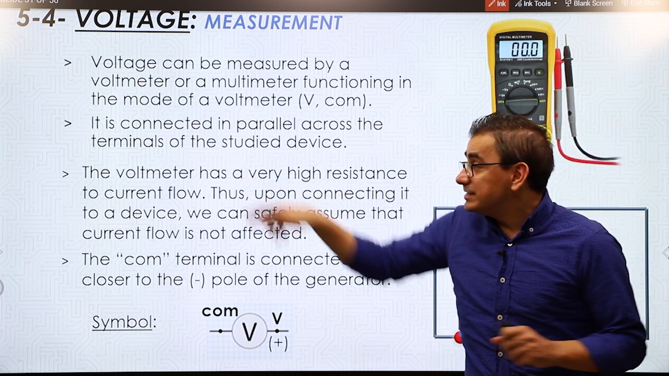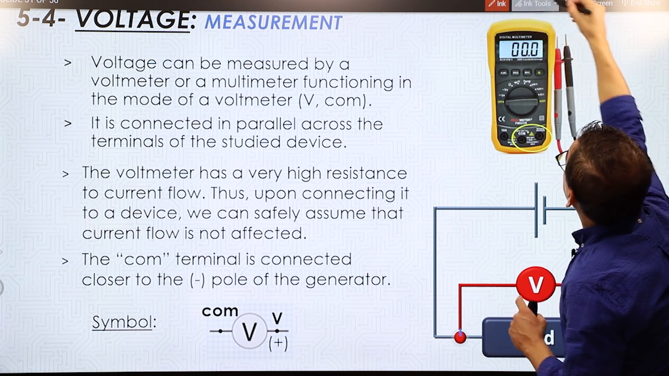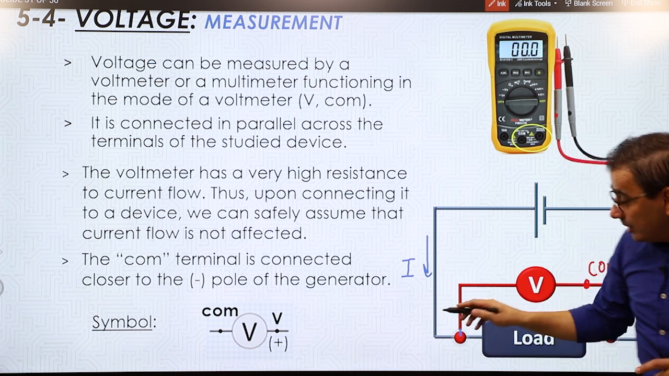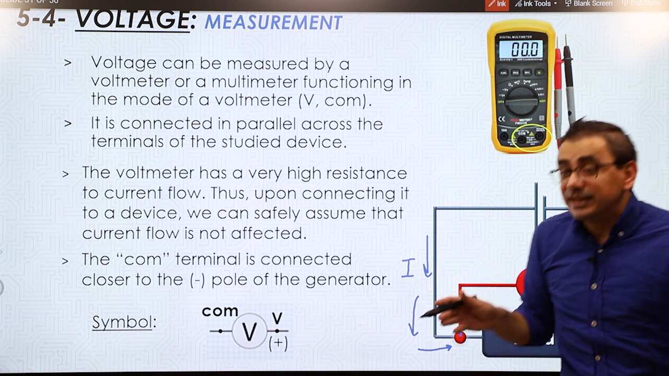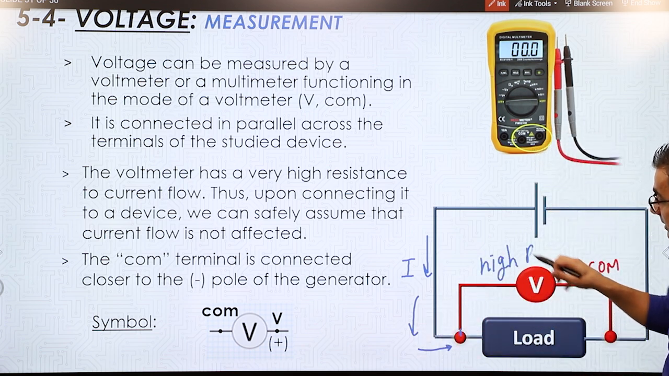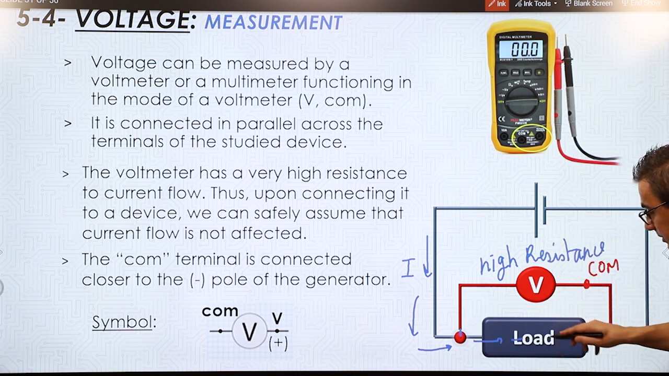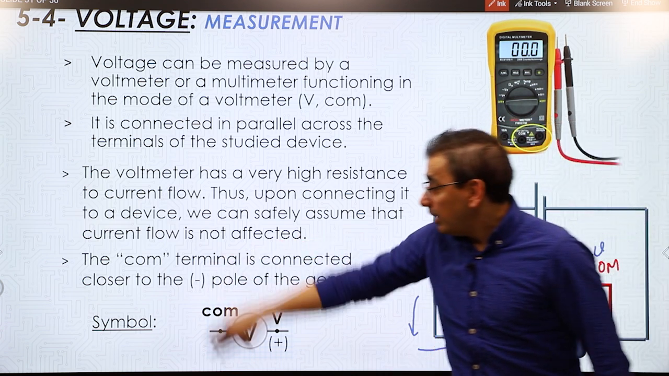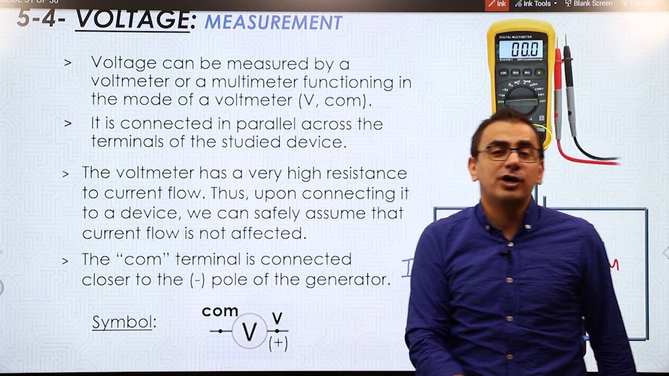Again, the voltmeter has a very high resistance. Why does it have a very high resistance to current? Because as current flows, from positive to negative, right, it reaches a splitting point. But since here we have high resistance, it will resist the flow of current, so current continues through the load. So the voltmeter doesn't affect the circuit. The COM terminal is connected closer to the negative, and we talked about that. As for the symbol, we use COM and V.